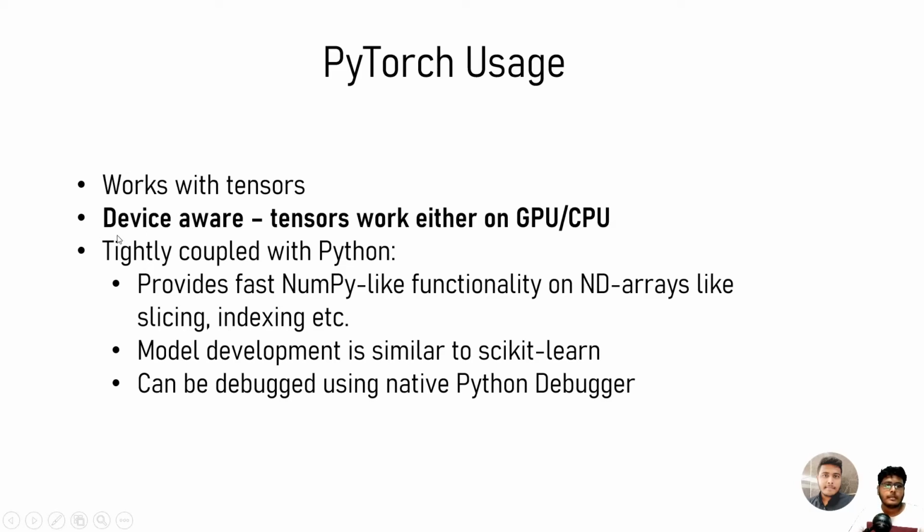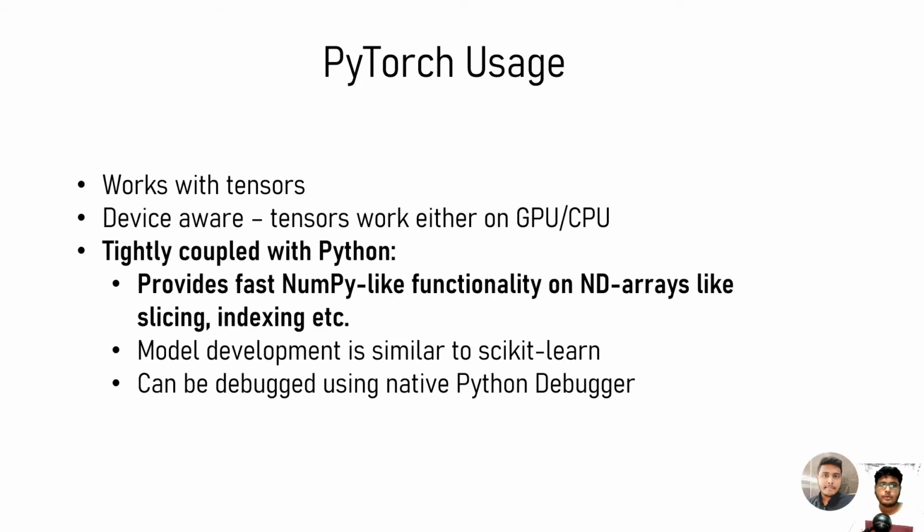Now coming again, PyTorch is also device aware. So what do we mean by device aware? So basically the tensors that you create on PyTorch, they can work either on your GPU or CPU, right? So if your system has a GPU, then it's possible for PyTorch tensors to be created in that GPU. And if you do that, then the training process will be way faster, since GPUs are great, in terms of calculating simple things, compared to CPUs. So PyTorch is device aware, that is another thing.